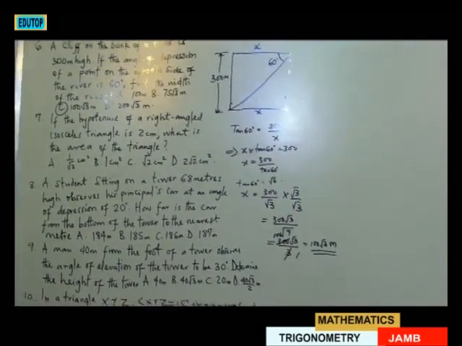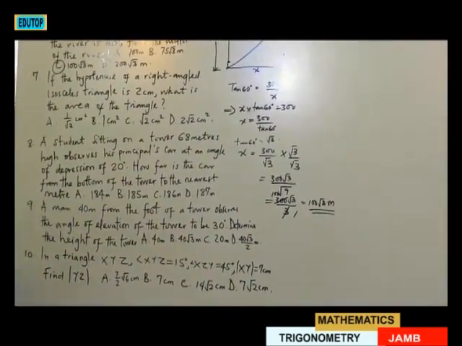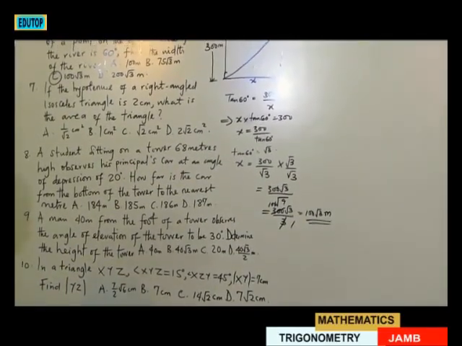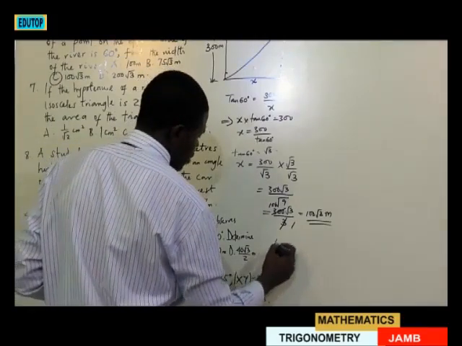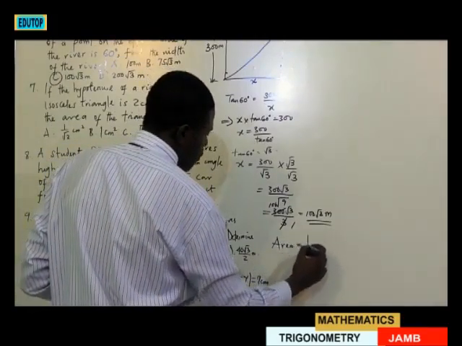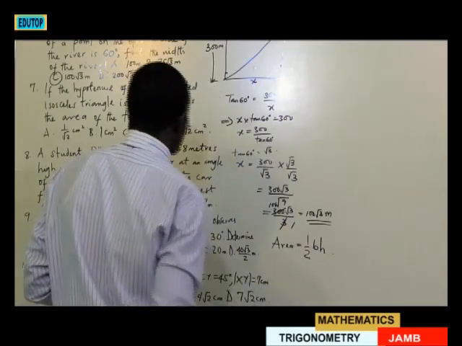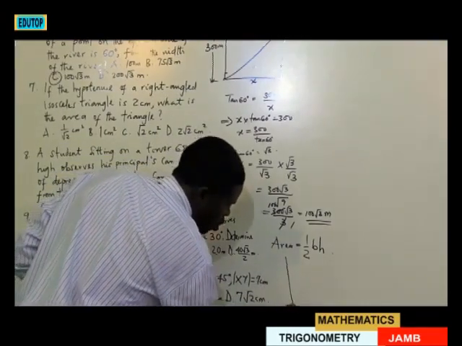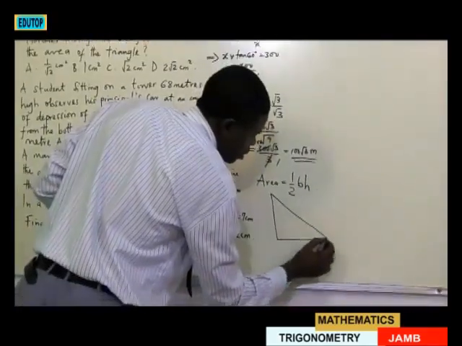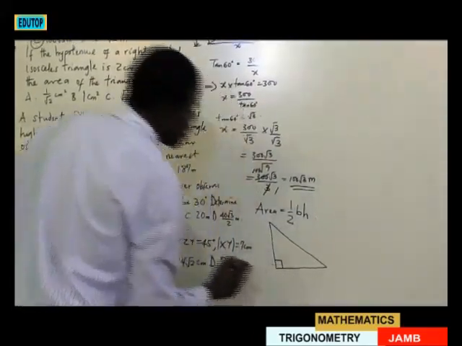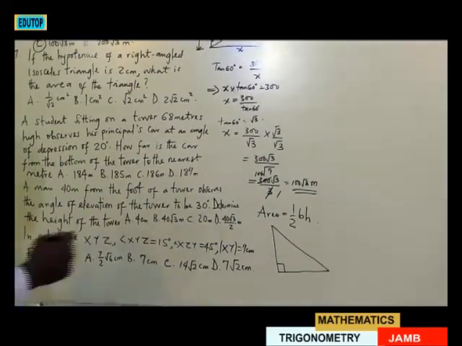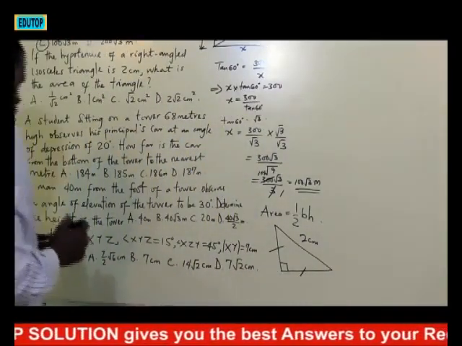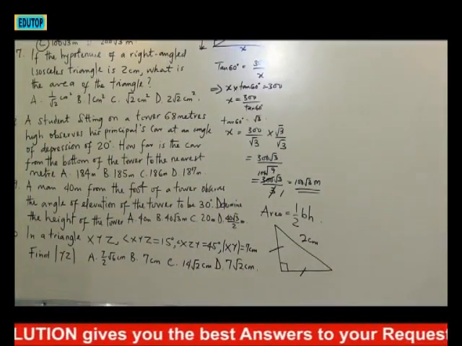Then the next question is: if the hypotenuse of a right angle isosceles triangle is 2 centimeters, what is the area of the triangle? What is the formula for calculating the area of a triangle? Area is half base times height. Now we are told that the triangle is a right angled triangle, so the right angled triangle will be of this form. So I have this as my right angled triangle, and the hypotenuse has been given in the question to be 2 centimeters. That means the other two sides, they said it's an isosceles triangle, so the two other sides will definitely be equal.